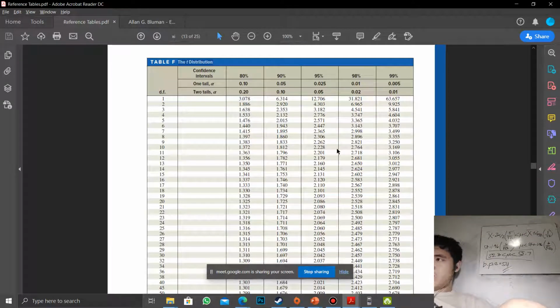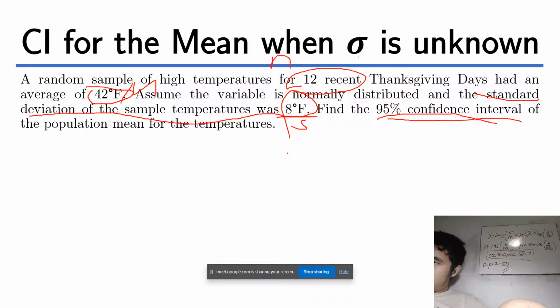So, sige, let's see. Diba, ang nakita natin dito, 95% confidence interval. 2 tails parati tayo, no? 2 tails, 0.05, kasi 95%, diba? Okay, let's see. Degrees of freedom, n minus 1. Ang n natin is 12. So, minus 1, 11. 1.796, no? Given naman to, don't worry.